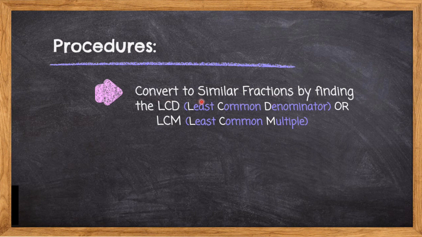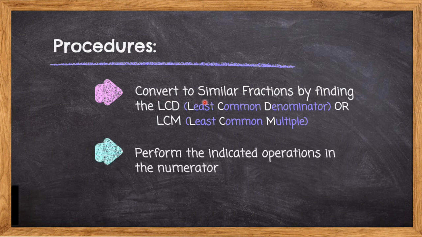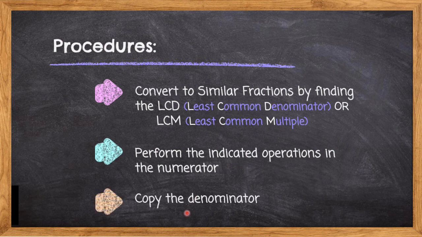After converting it to similar fractions, i-perform nato ang indicated operation sa numerator. So, it's either plus or minus. And lastly, copy lang the denominator. Okay? So, to understand further, let's have examples.